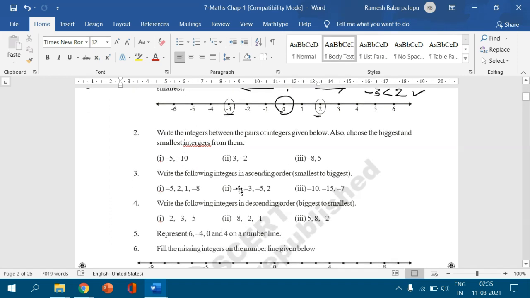I go to the next question. Write the integers between the pair of integers given below and also choose the biggest and smallest integers from them. So they are giving this question to write the integers between these pairs of integers.